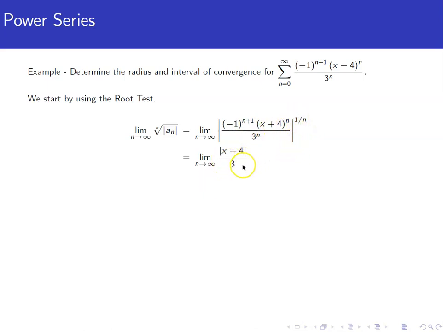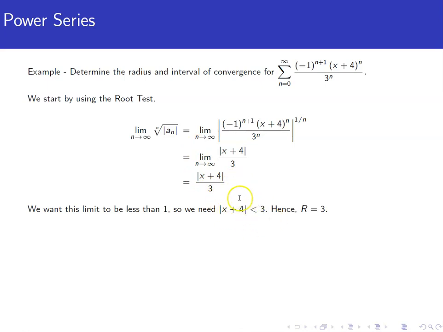We still need absolute values, though, because x can be anything that we want, positive or negative. And I want to make sure this turns out to be positive all the time, since we have absolute value bars. There are no n's here. All the n's went away, so this limit literally is just the absolute value of x+4 over 3. All right, we want this limit to be less than 1. So if we multiply both sides by 3, we'll get the absolute value of x+4 is less than 3. We've solved for the absolute value piece here.